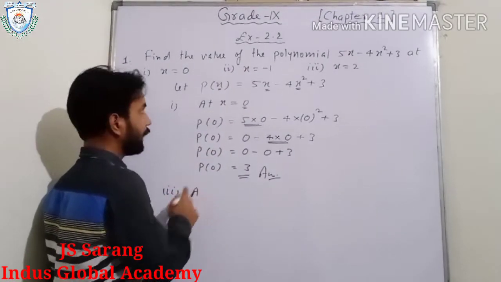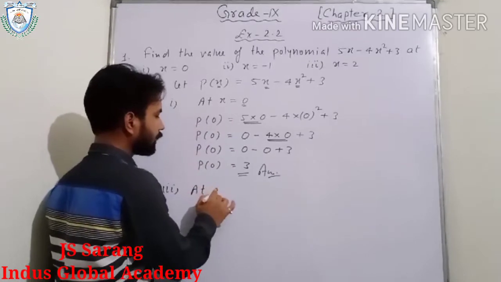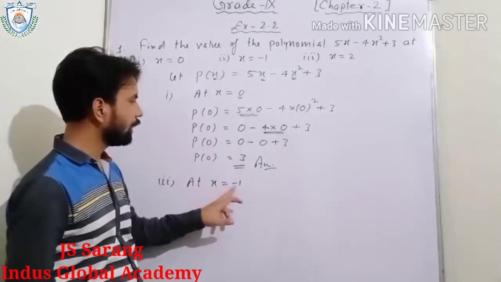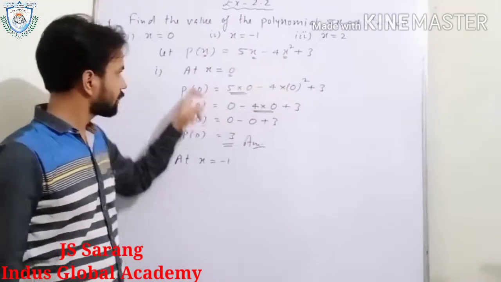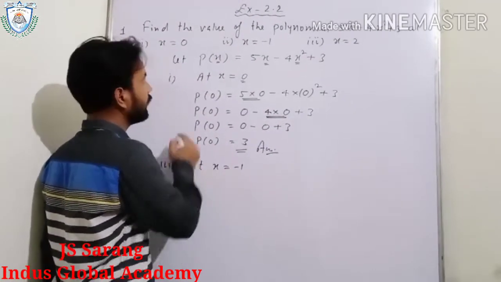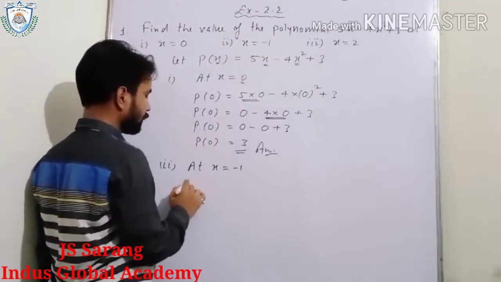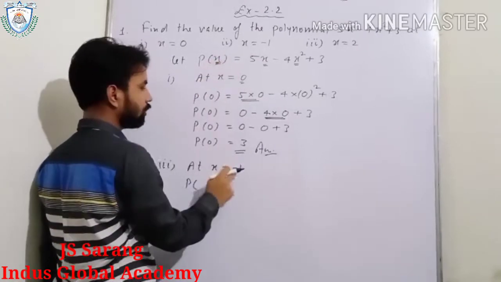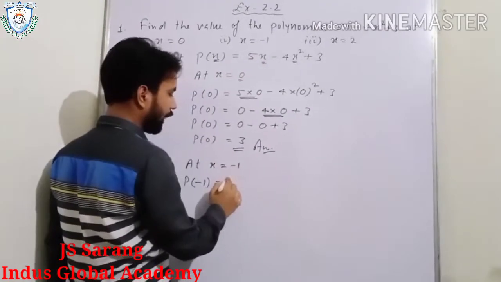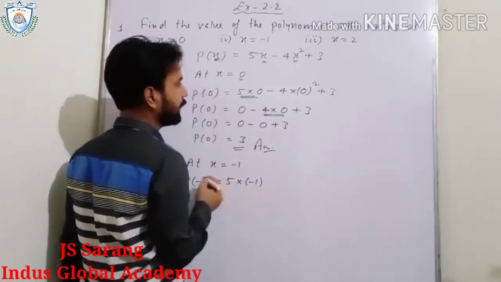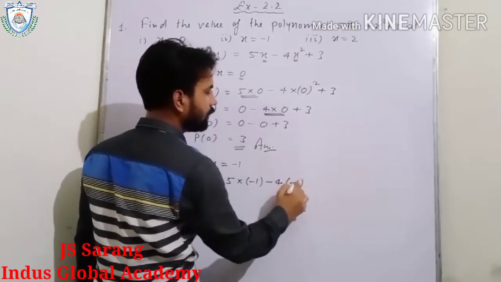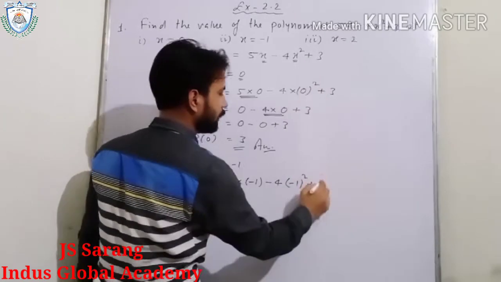Second part is we have to find the value of given polynomial at x equal to minus 1. So what we will do? We will have to put this value of x in the given polynomial as this part. Clear? So we have to put minus 1 in place of x in this polynomial. So now this x is minus 1, so p of minus 1 equals to 5 into x, x is minus 1, minus 4 x square, x is minus 1 square, plus 3.